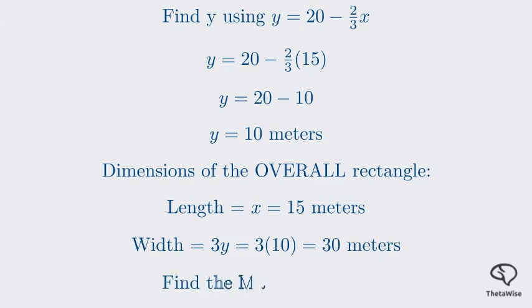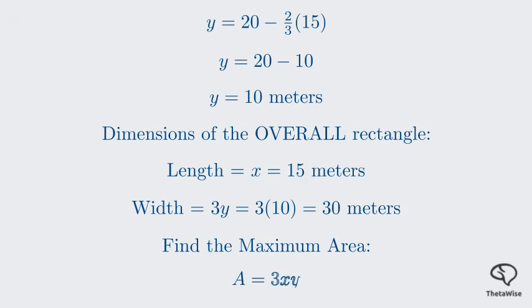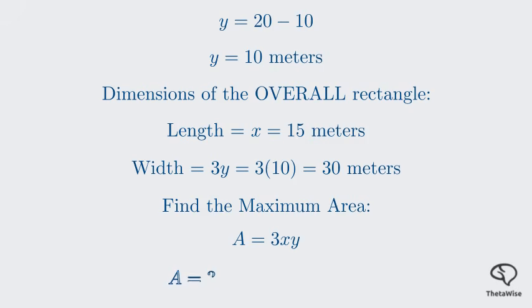Finally, we need to find the maximum possible total area. We can use our formula A equals 3xy. Substituting our values, we get A equals 3 times 15 times 10, which is 450 square meters. The maximum possible total area is 450 square meters.